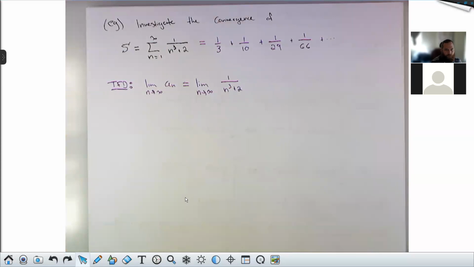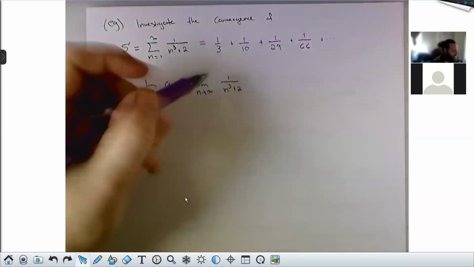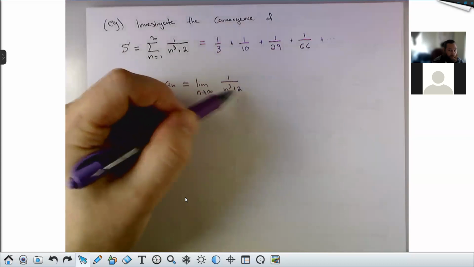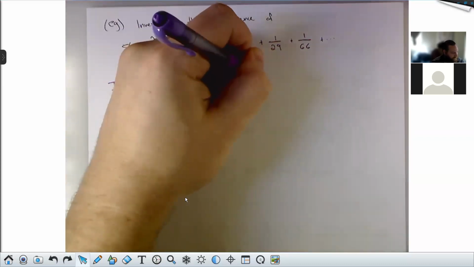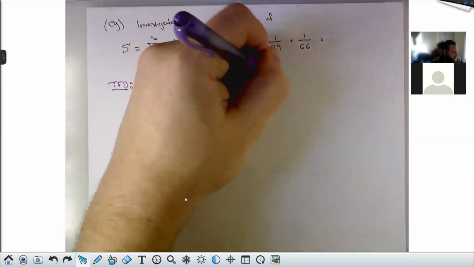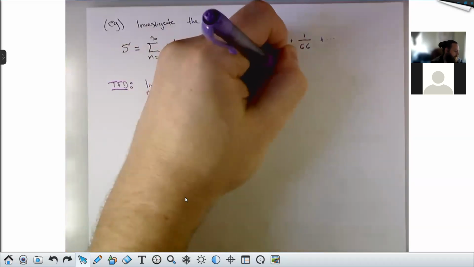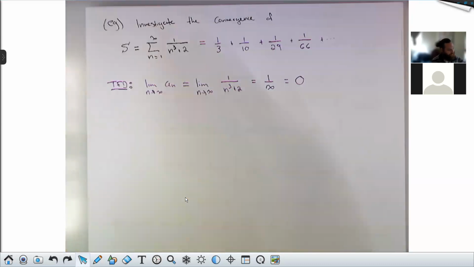And as n goes to infinity, this is 1 over infinity cubed plus 2. Well, infinity cubed is definitely infinity. Infinity plus 2 is definitely infinity. This is 1 over infinity, which is 0. So what do we learn from the test for divergence? What is the result here? Very good. This is inconclusive.